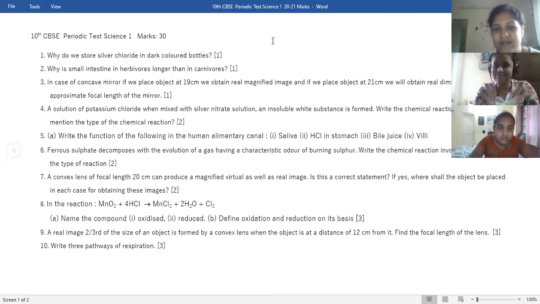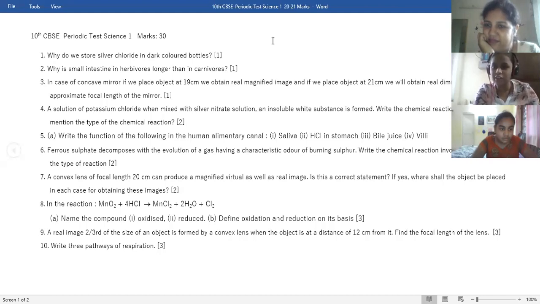Yes, ma'am. So, at 19 centimeter, a real magnified image is formed, and the object placed at 21 centimeter, a real diminished image is formed. So, when the object is placed between the center of curvature and the focus, a real magnified image is formed. And when the object is placed beyond the center of curvature, then a real and a diminished image is formed. So, like we have 19 centimeter real magnified and a 21 centimeter real diminished.